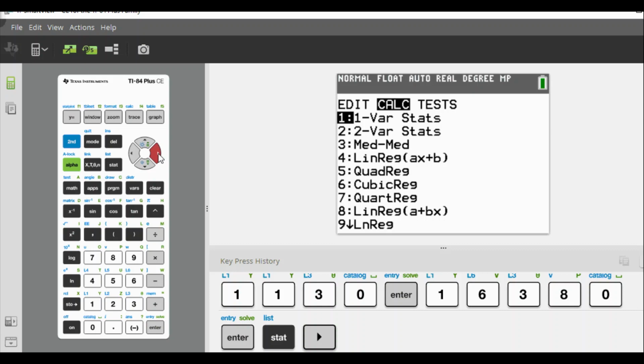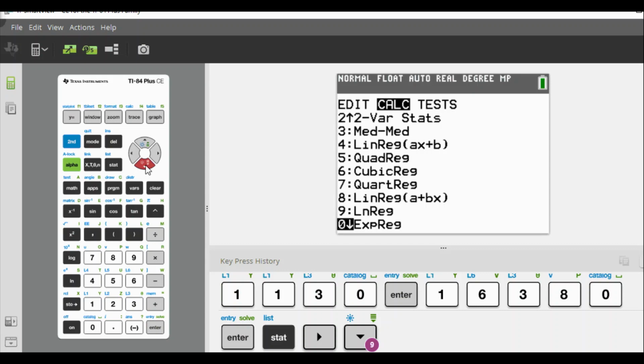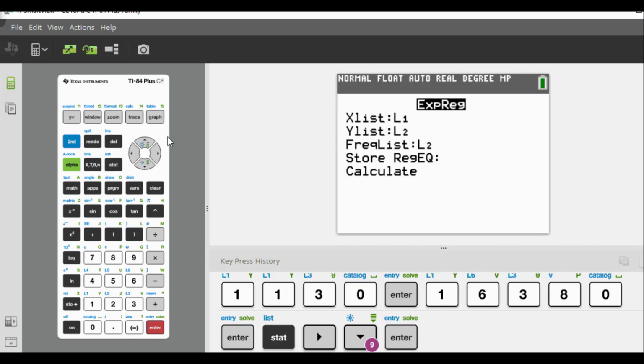Now, to do the exponential regression, we're going to bring the cursor down past 9 to choice 0, because we're looking for exponential regression. So we'll have ExpReg, and we hit enter. Now for Xlist it's L1, our Ylist is L2. Our frequency list, I'm going to clear that because we don't have a frequency list here. Then go to Store RegEQ, that's clear. And then of course Calculate, hit enter.